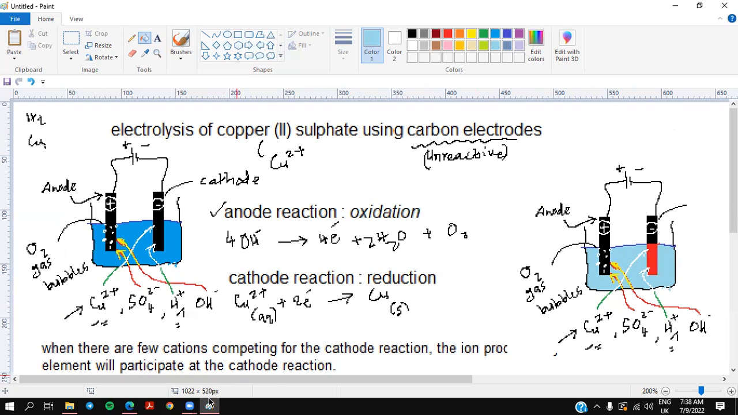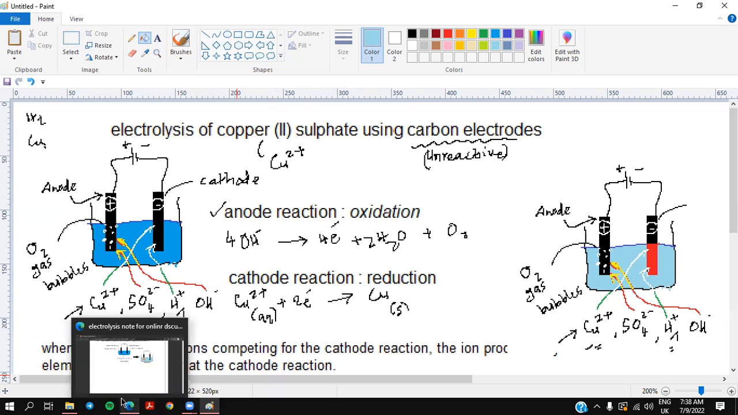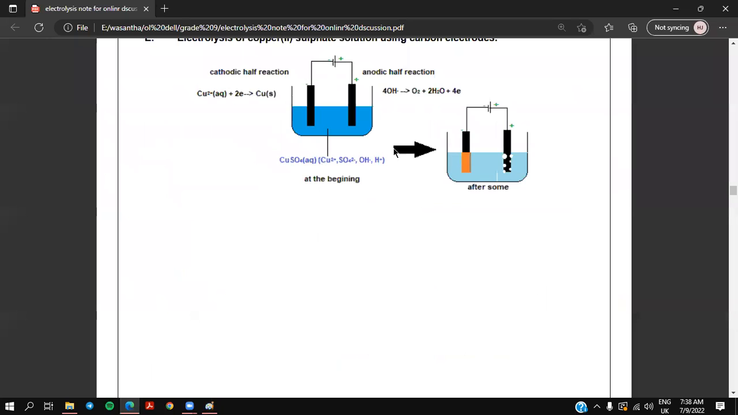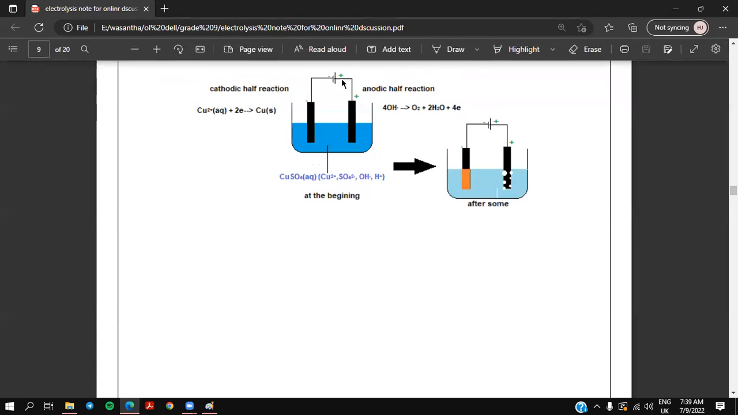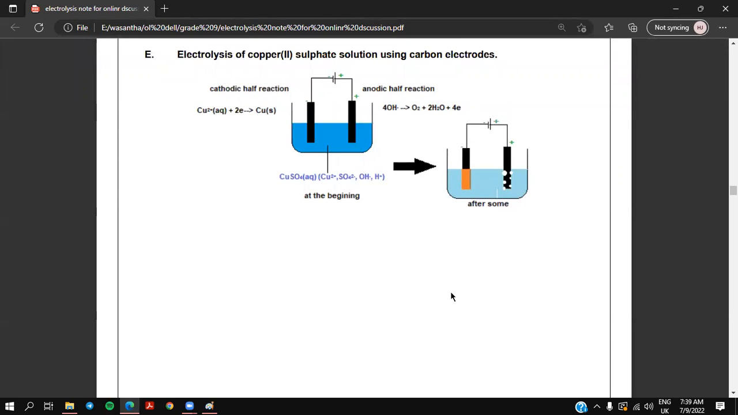And probably we can go for some questions now. I have another diagram drawn here. Electrolysis of copper 2 sulphate solution using carbon electrodes. See, it's almost the same thing. Only one difference is there. In my discussion earlier, the anode and cathode are switched. That's the only thing. Nothing else is different.